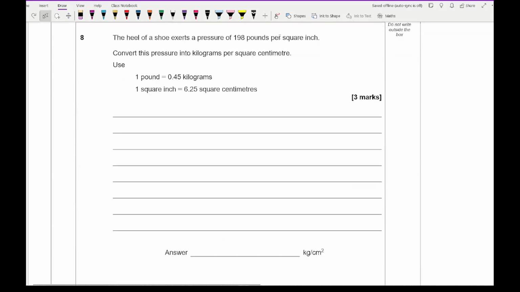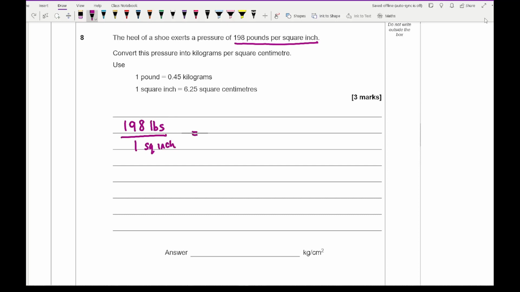Moving on to question 8, it says the heel of a shoe exerts a pressure of 198 pounds per square inch. Convert this pressure into kilograms per square centimetre. Use 1 pound equals 0.45 kilograms and 1 square inch equals 6.25 square centimetres. Now for these types of questions, what I tend to do is write the initial units as a fraction. So that's going to be 198 pounds per 1 square inch.